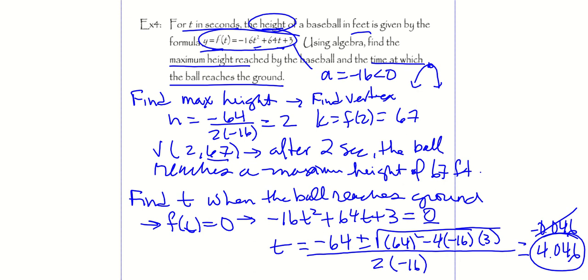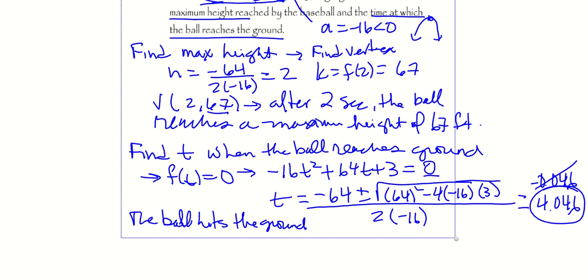So the answer to that question is the ball hits the ground after 4.046 seconds. Okay, so there we go. I'm pretty sure you've done all this before, but you do want to know the features of these quadratics and be able to use them to answer questions about a quadratic model of a situation.